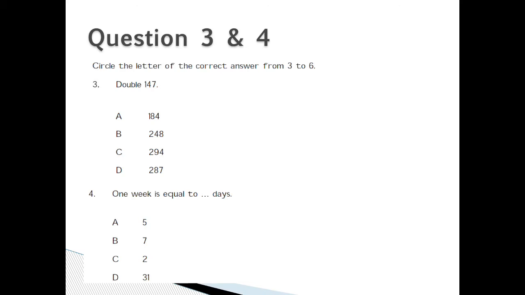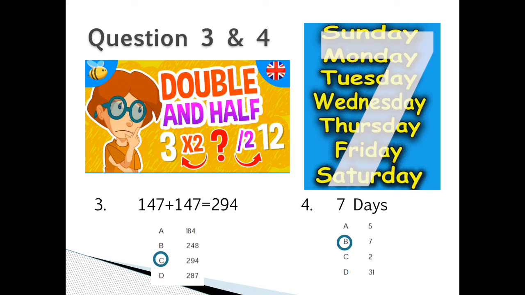Question 4. 1 week is equal to how many days? Is it A, 5, B, 7, C, 2, or D, 31? When you double a number, you multiply it by 2. And when you half a number, you divide it by 2. So 147 doubled is 147 plus 147, which gives you C, which is equal to 294.